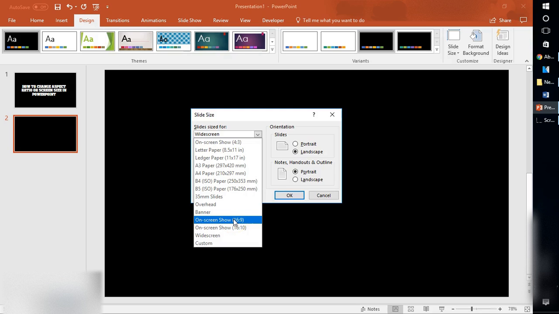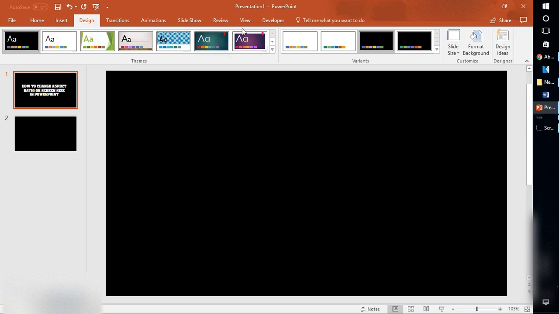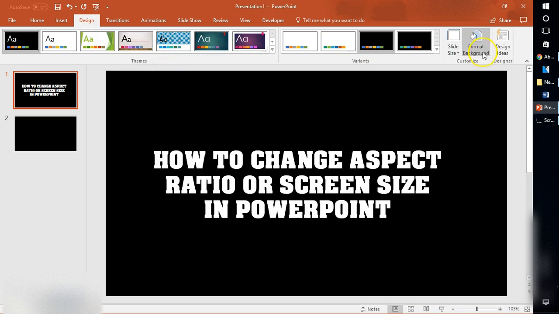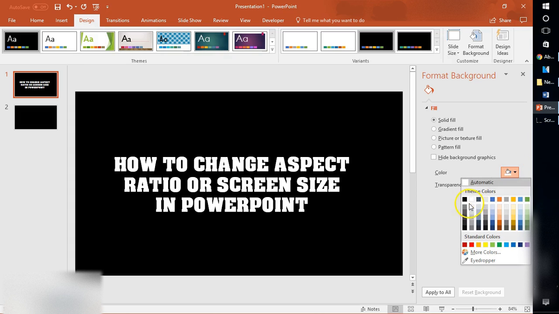If you want to play this presentation on a TV, or if you want to get a cinematic feel of it, you can select 16:9 and click on OK. So if you go to slideshow mode, it would be in a cinematic view. So this is how you can go ahead and change the presentation screen size.